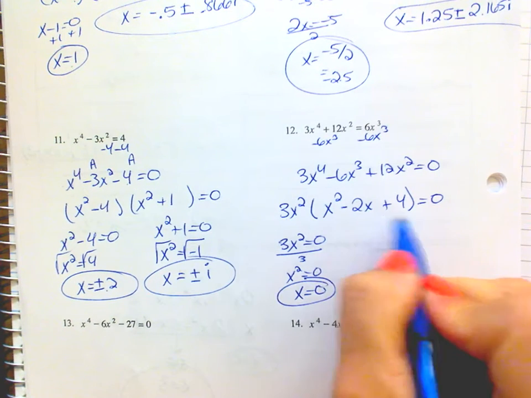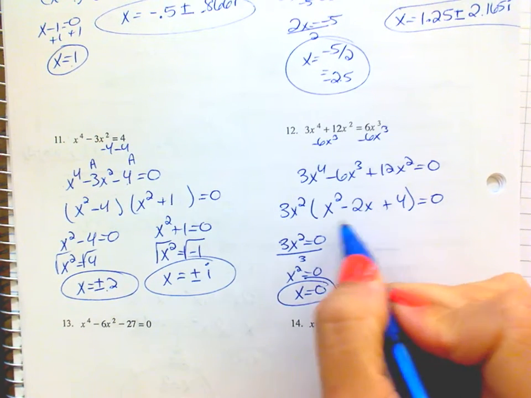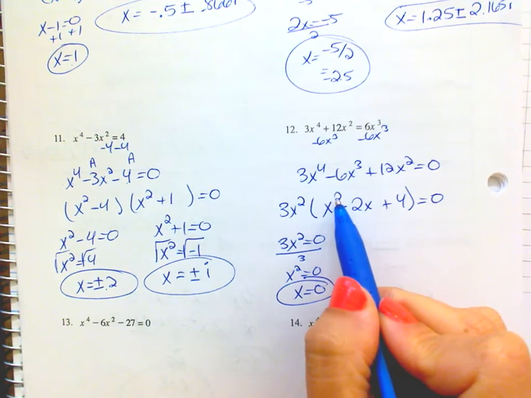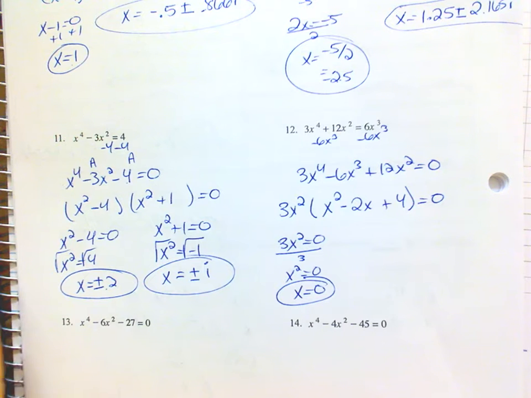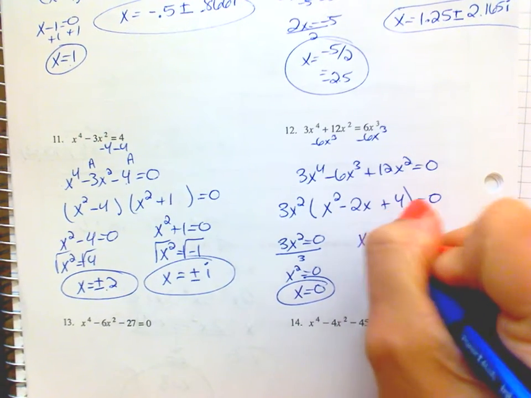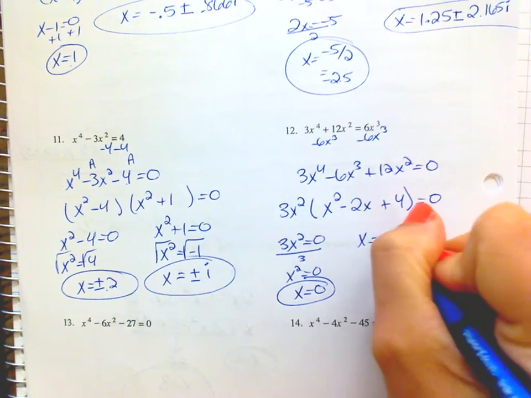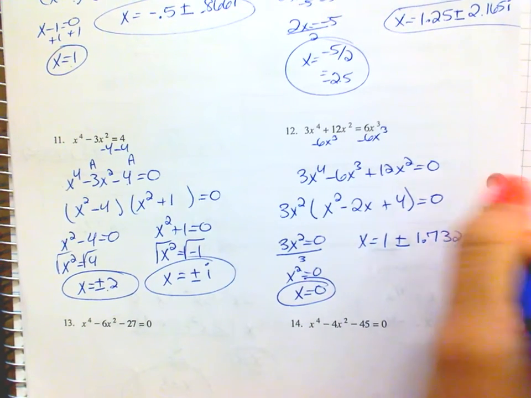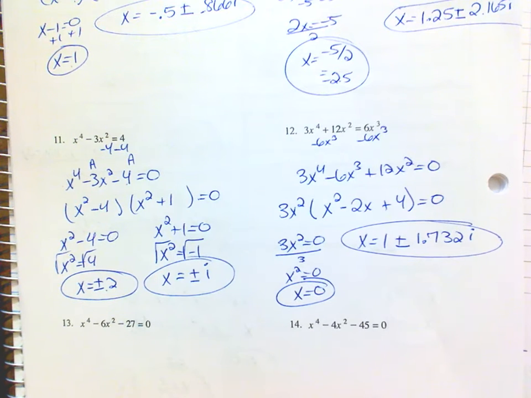But then this one here, again, you could try to factor it, or you could just use the quadratic formula since it is a quadratic trinomial. So I'm going to do that. We get 1, -2, 4. It's not pretty. 1 plus or minus 1.732 with an i. 2 more.